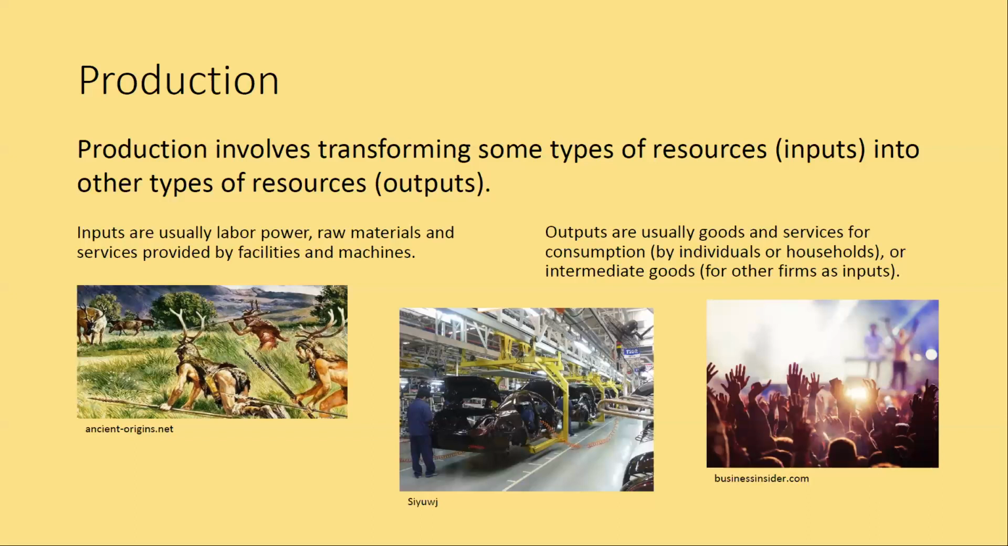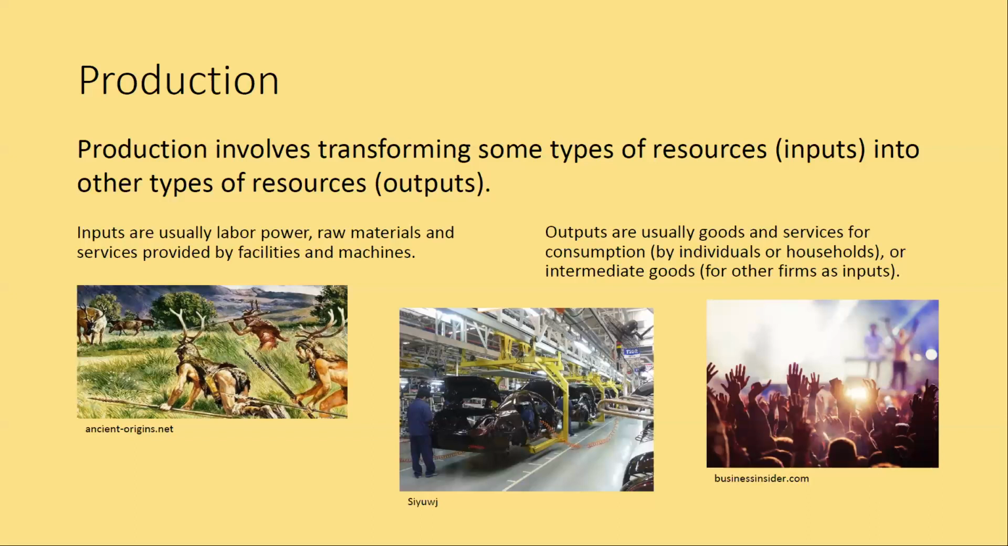The process of production does not necessarily mean that we can see the final output. For example, if you go to a concert, the performers are producing services, which is entertainment, and that kind of entertainment makes you happy, brings you satisfaction, brings you utility, and the audience are consuming the production of the performers, right? So in that case, it is also a process of production.